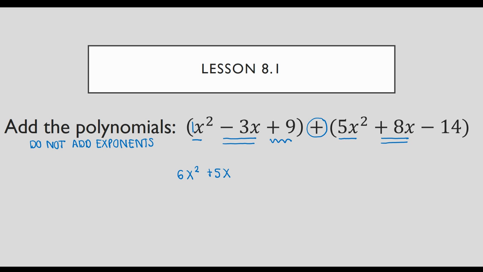There is a positive 9 and a negative 14 in each of our parentheses. Those are like terms. Negative 9 plus negative 14 would give us negative 5. Notice that my answer is in standard form. It goes from the biggest exponent down to the smallest. This is my answer.